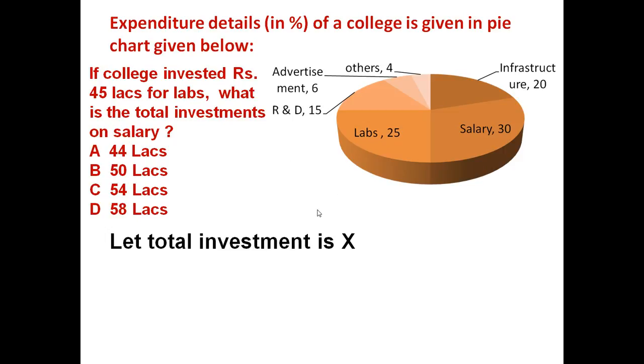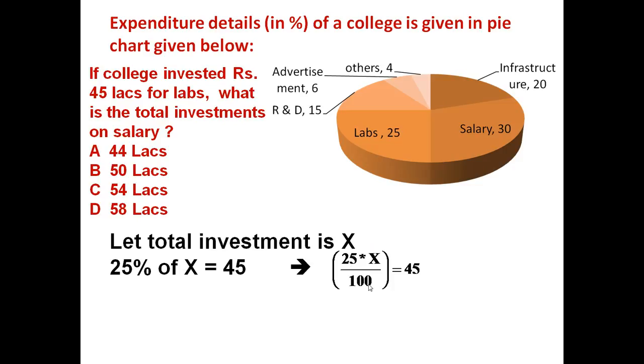It means if we assume total investment by the college is rupees X, then 25% of X is equal to 45, because total investment is X. On labs 25% investment is there, so 25% of X is equal to 45 lakhs, because 45 lakhs are invested for labs. It means 25 into X divided by 100 is equal to 45. It gives X is equal to 180 lakhs. It means total investment by the college is rupees 180 lakhs on various activities.